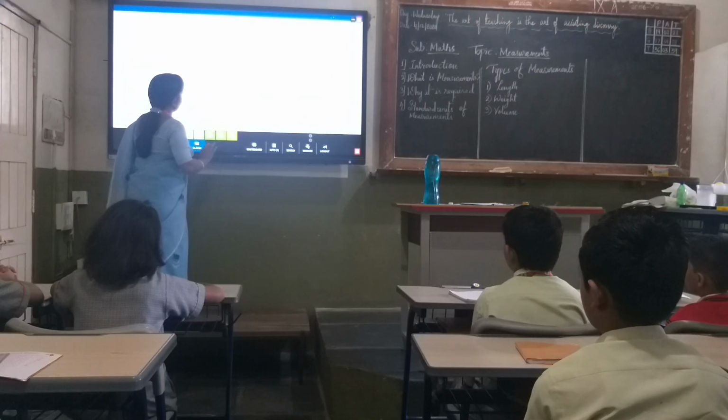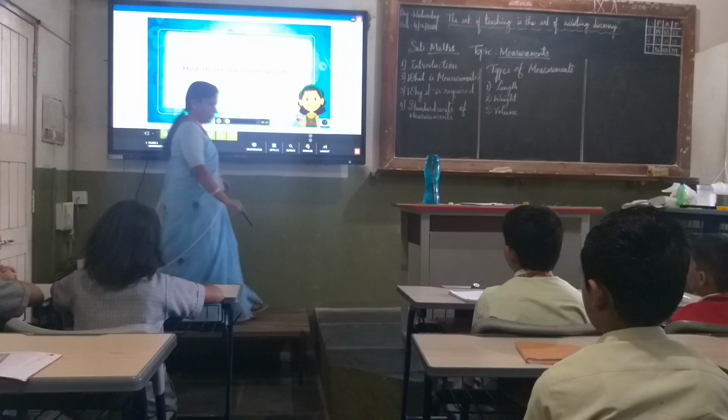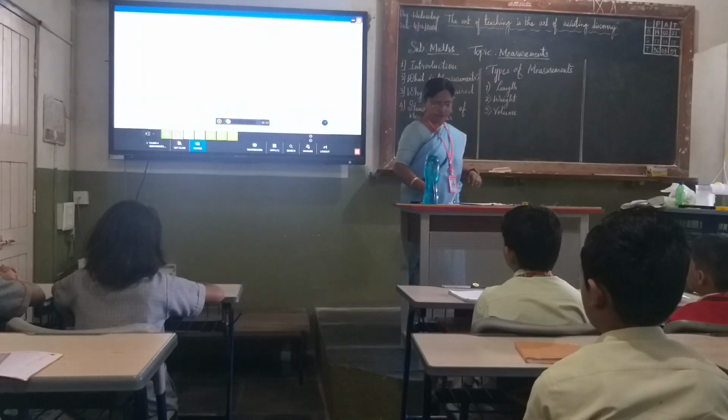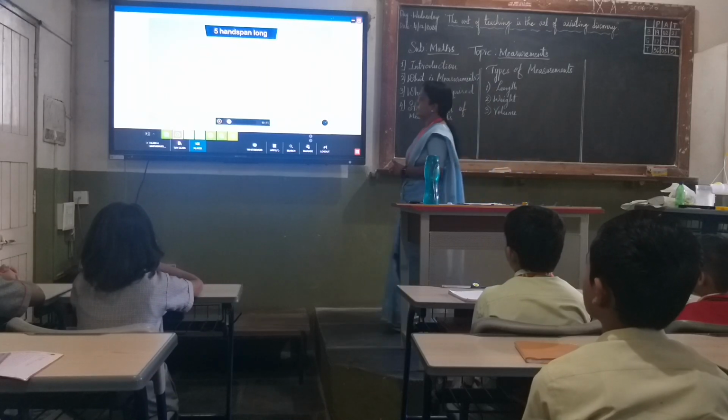Now children, you see here how to measure the length. Okay. How do we measure length? How long is the stick? 5 hand spans long? Looks okay.